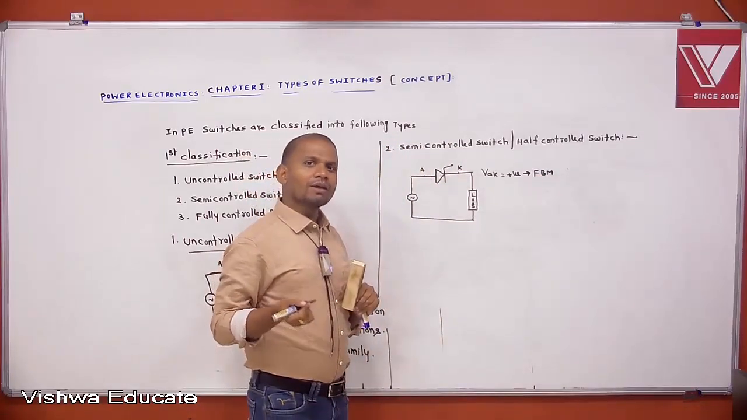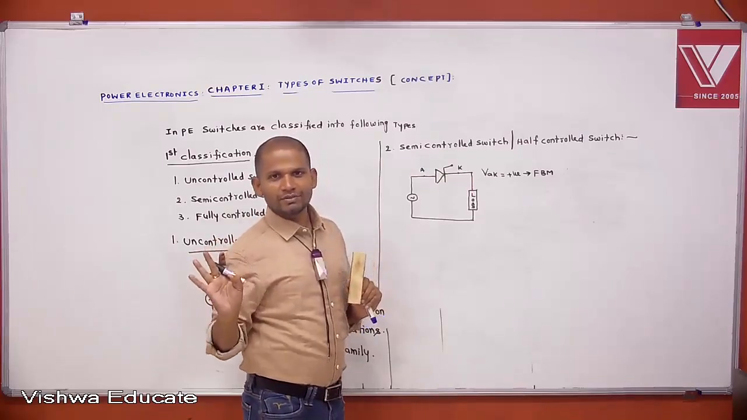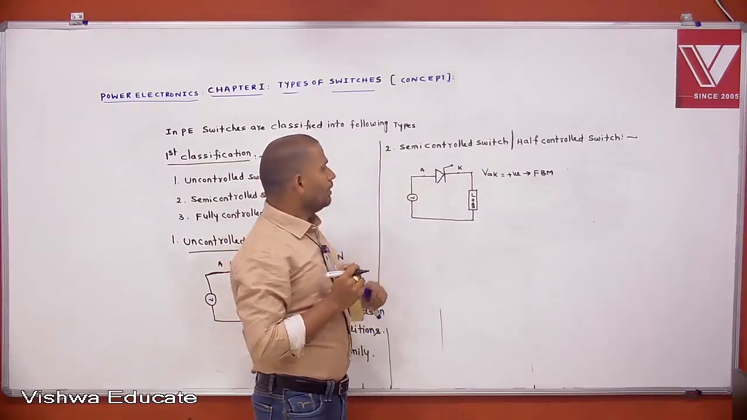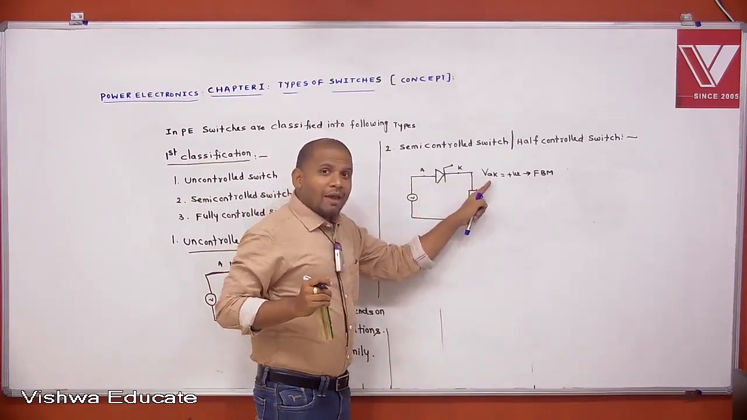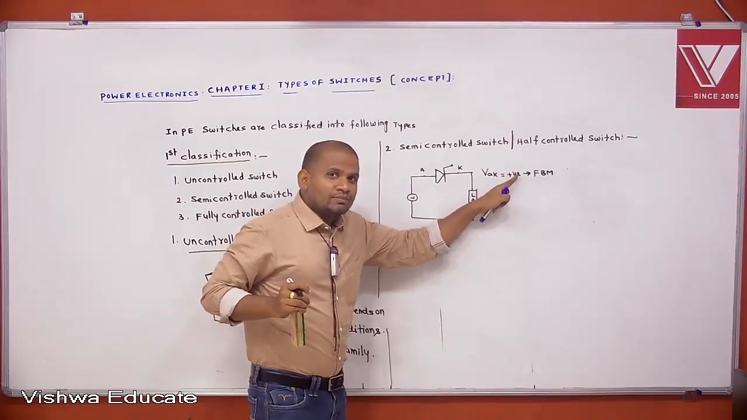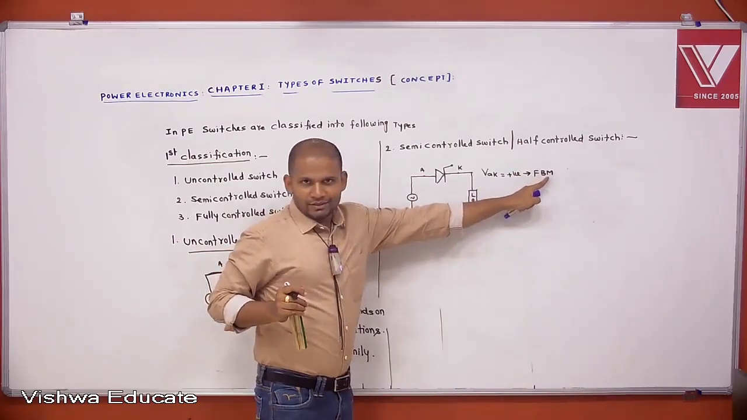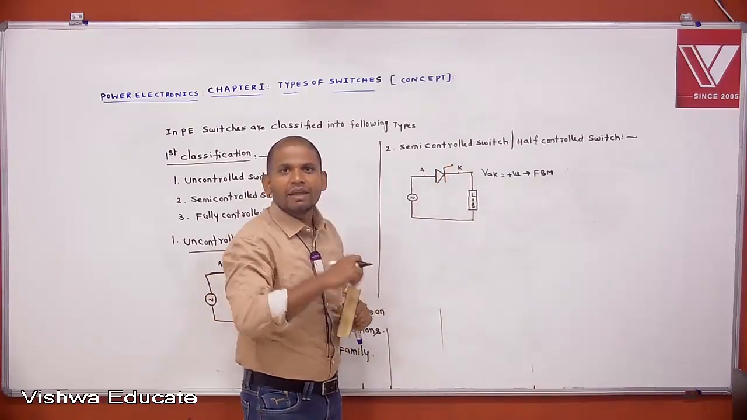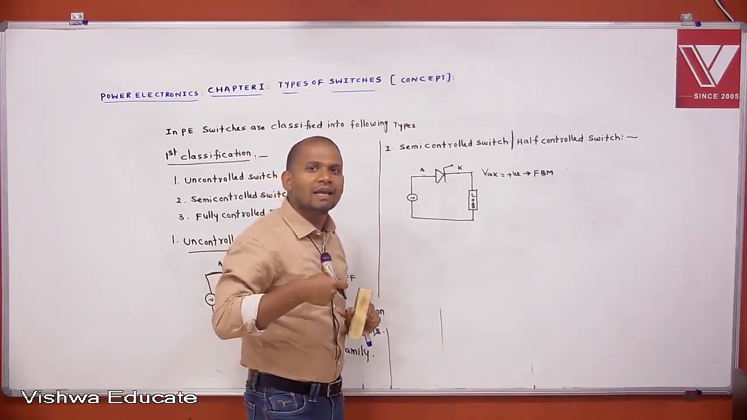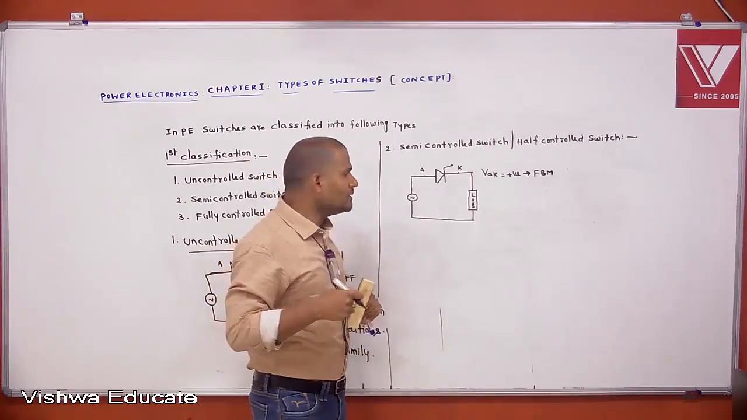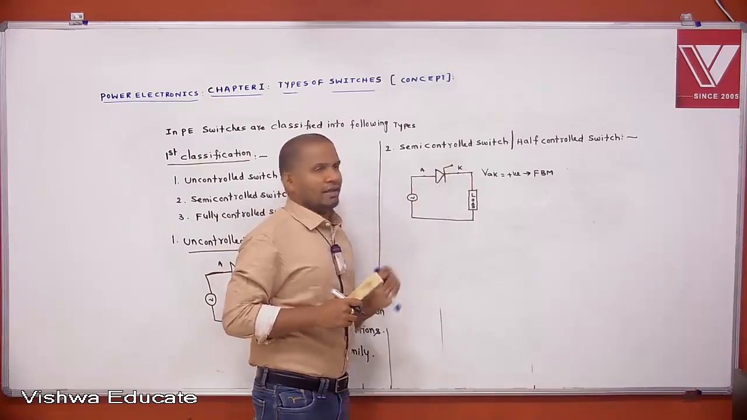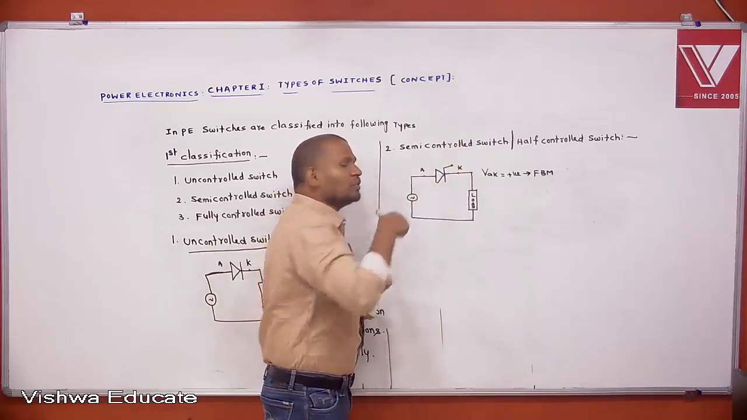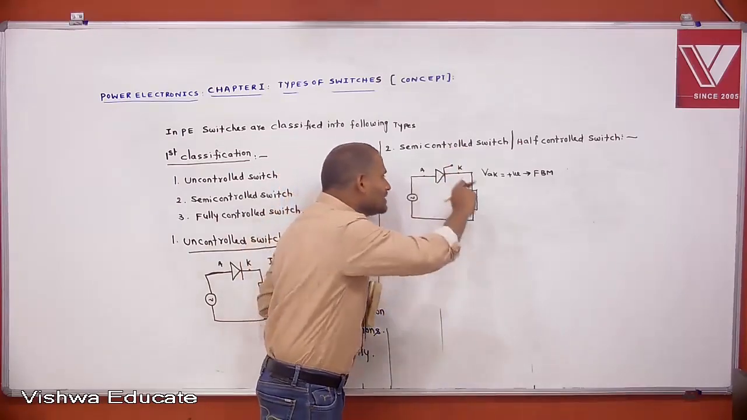What exactly forward blocking and reverse blocking are, all this we will see in the operation of the thyristor. But here, concentrate on why it is called a semi-controlled switch. Even though the anode cathode voltage is positive, it will not conduct. When will the thyristor conduct? After giving the gate signal only, after giving the triggering pulse only. That means on is determined by the control signal. When the firing signal is given to the thyristor, it starts the conduction.